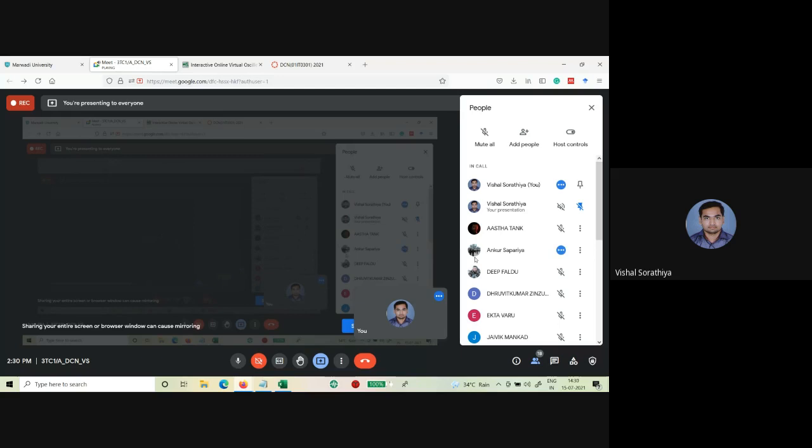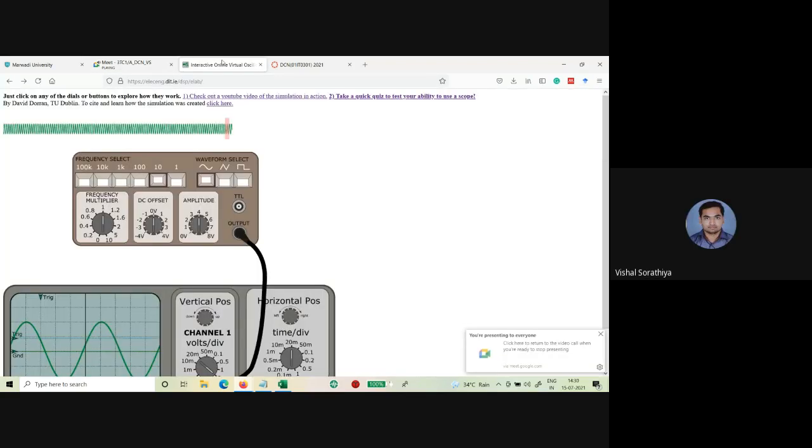Ankur, can you tell me what is the functionality of this frequency multiplier in this block? Sir, as we have seen, the frequencies in the above block are given in multiples of 10. So if we want another frequency than the given ones, then we can multiply it by the required number and get the output.